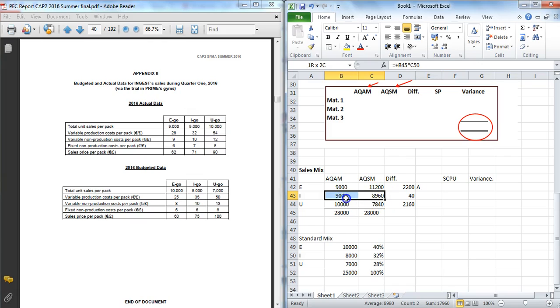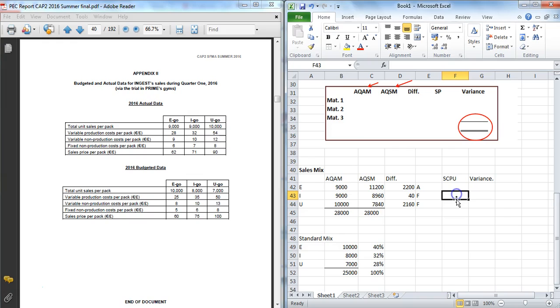Here I actually sold more Igo than I expected, so that's favorable. And similar here, I sold a lot more Ugo than expected, so it's a lot more than 28%. So for example here, 10 over 28,000 is 35%. So my total sales mix, 36% rounded, was Ugo, whereas I only expected 28% based on budget. So these are now your differences.